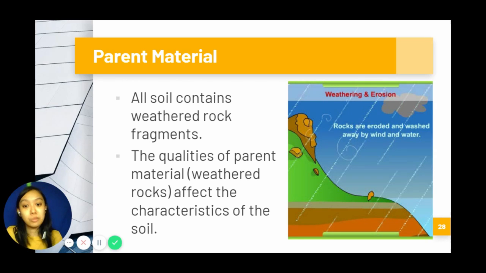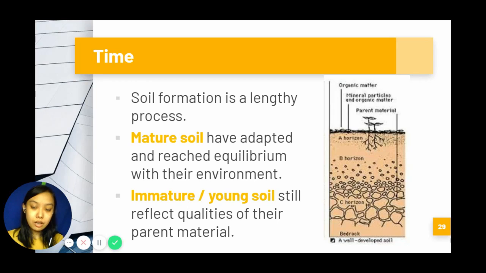So aside from that, we also talk about parent material. All soil contains different weathered fragments from rocks. Now in this case, just like what we talked about as to how different soils will have different characteristics, such as in terms of color, this is because of what rock material they came from.